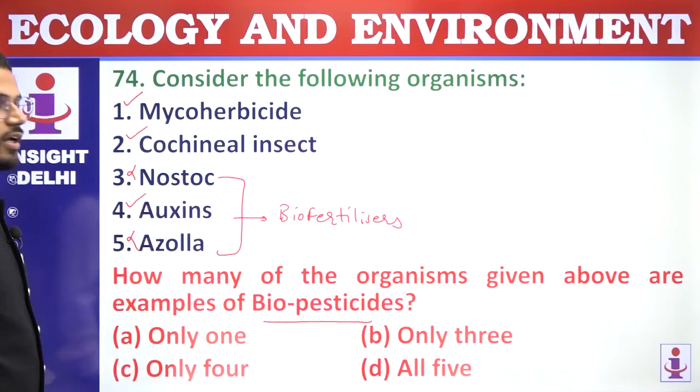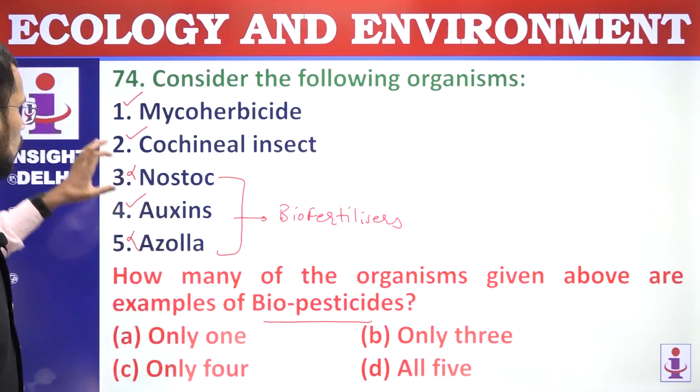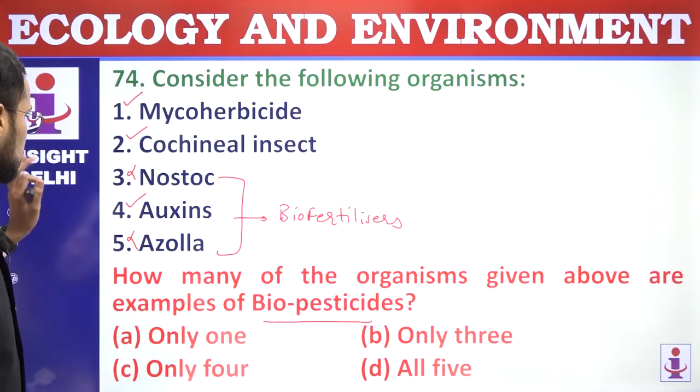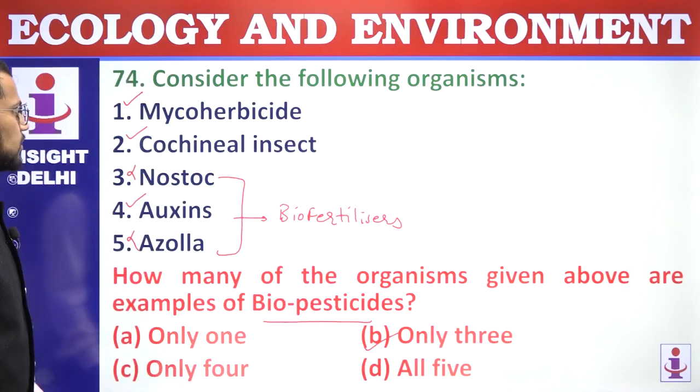And auxins, they are kind of, let's say, biochemicals. They are also used to take care of pests. So first, second and fourth are biopesticides. So only 3 is the answer mentioned in option B. Only 3 are the biopesticides.